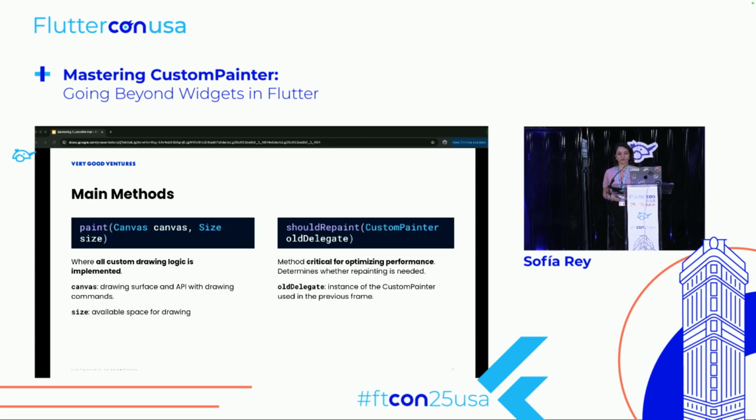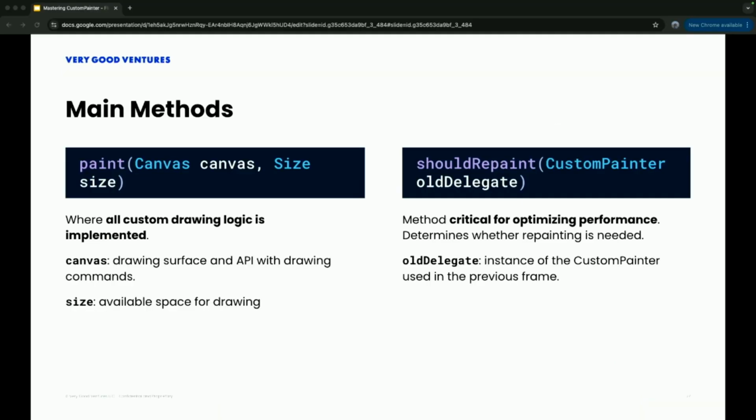So the main methods we have here, as I mentioned, are the paint method and the shouldRepaint method. The paint method is where we can find all the custom drawing logic that is going to be implemented. It receives two parameters, the canvas and the size. The canvas is our drawing surface. It will provide us with the canvas API and all the drawing commands needed to draw here.